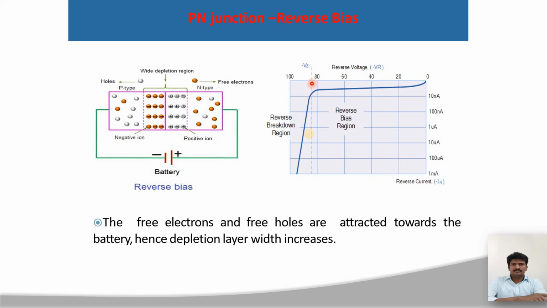At one point, the free electrons and free holes are attracted towards the battery, hence the depletion layer will increase. Here the depletion region will increase. So there is no possibility of conduction of the diode when you apply the battery like this to form the reverse bias. But after some point, a reverse breakdown region will occur, because here Zener breakdown is there. After the Zener breakdown, it is going to conduct more and more with the negative polarity of the current.